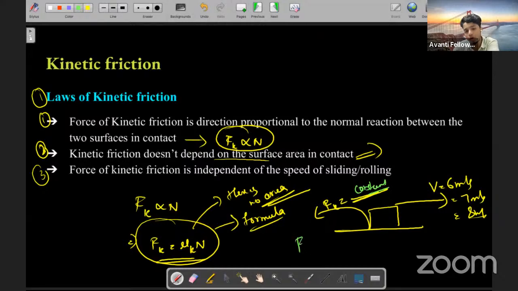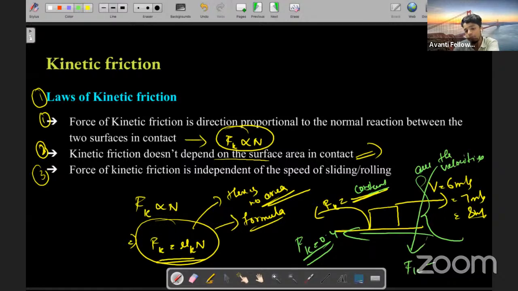As in, let's say I got Fk equal to 0.4. Now, for all the velocities, it will be 0.4. The Fk will be constant, so it doesn't depend on the speed it moves. So when you're pushing, whether you're pushing hard, or pushing slowly, or pushing very, very fast, it doesn't matter. The kinetic friction will remain the same. Yes? Let me know.